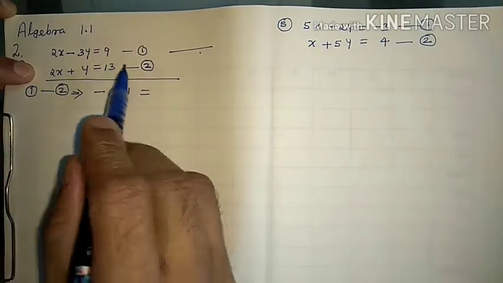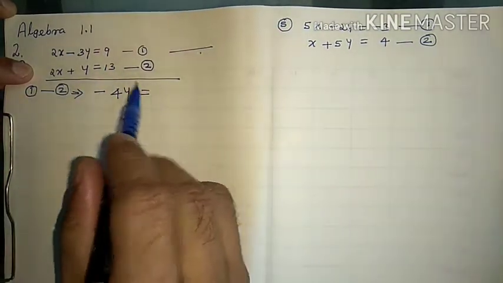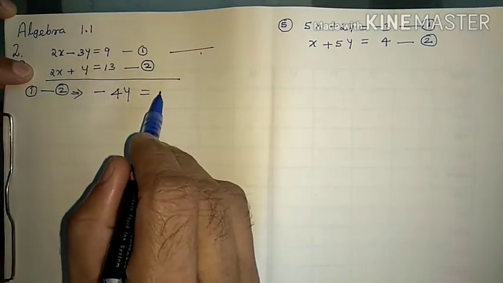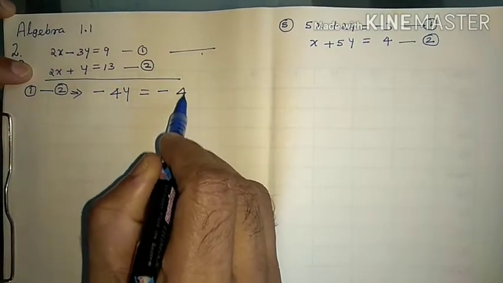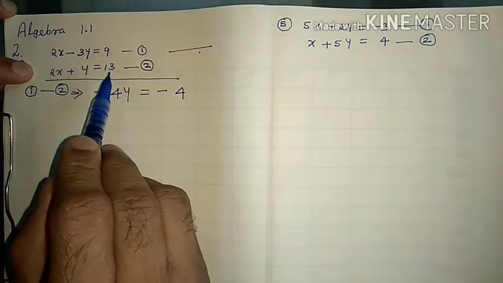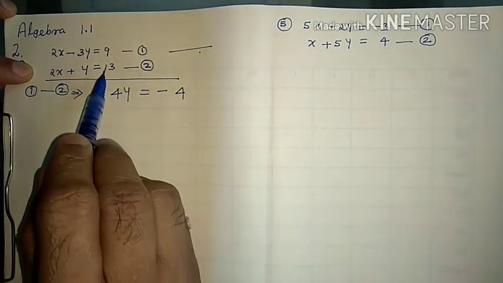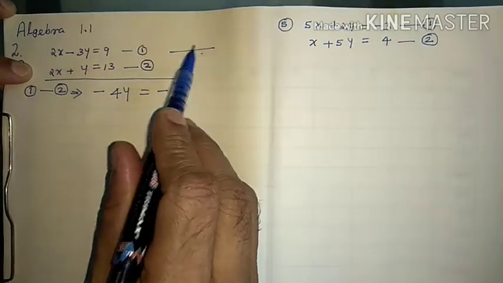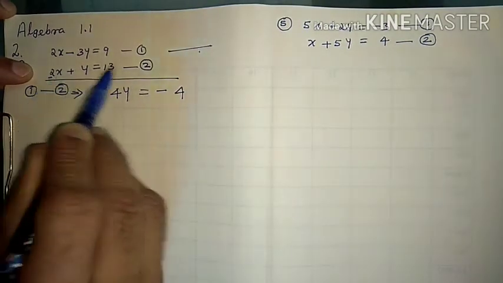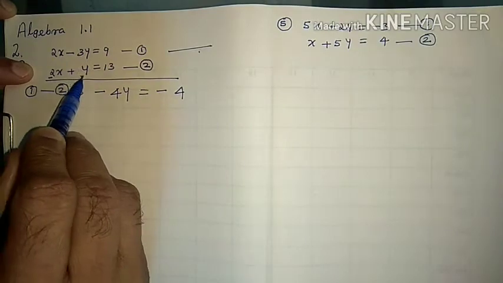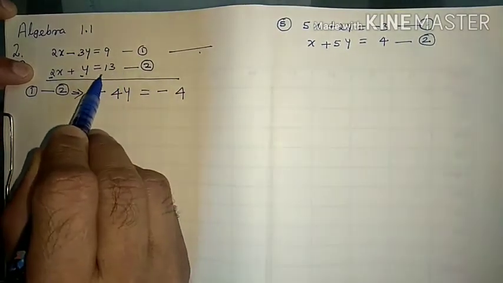equal to 9 minus 13. 9 minus 13 is minus 4. From smaller quantity subtract greater quantity, so 13 minus 9 is 4. 13 sign is minus, this minus is given here. Minus into plus, minus.